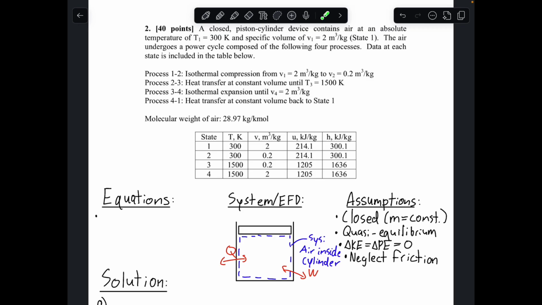Another thing here is that we have air inside our cylinder. So for us, it's going to make a lot of sense here to assume that air is an ideal gas. So we're going to say that air is an ideal gas. And we're getting information about temperature and specific volume, so hopefully we can see that maybe there's some ideal gas law stuff coming down the road, because these things are both included in ideal gas law along with pressure. And that's a pretty good start.